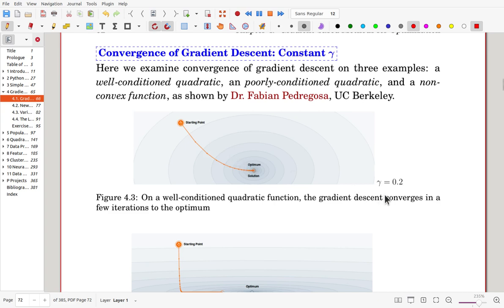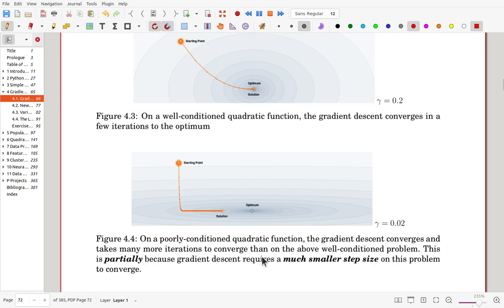For the well-conditioned quadratic, gamma can be chosen at 0.2, relatively large, but for the poorly conditioned problem, if you choose a large gamma, then it's not convergent. You have to choose a very small step size. Then around here, it's really slowly marching, so that with a stopping criterion, it is stopped before reaching the optimum.